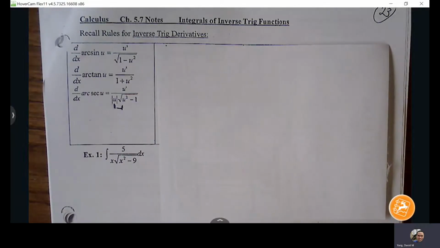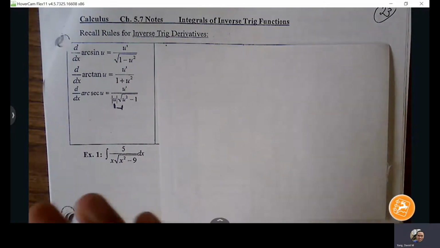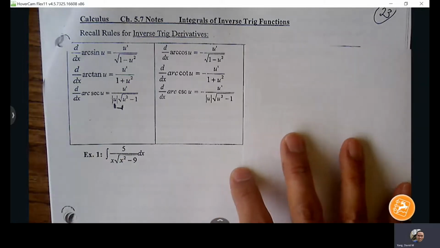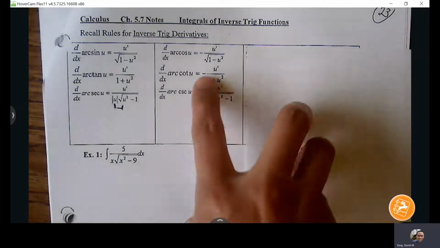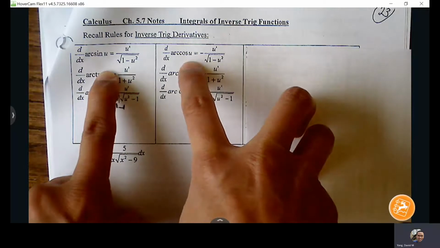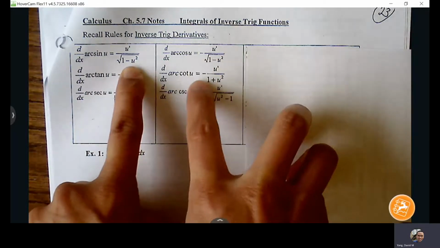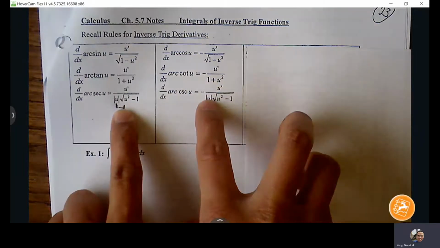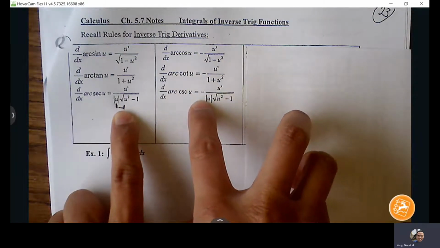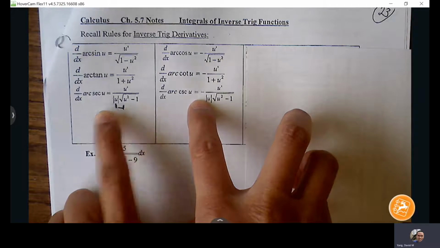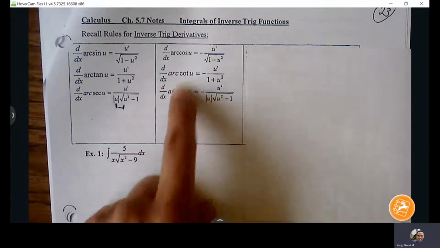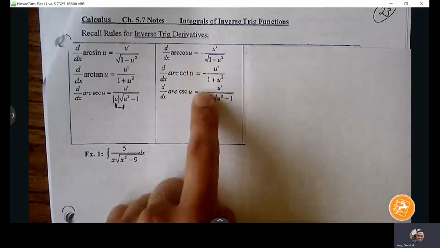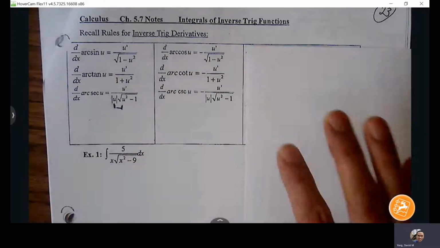Okay. And we also talked about how these are the three rules for inverse trig derivatives, but we also have three others. But these three others are just the negative versions of the ones next to it. Okay, so arc cosine is just a negative version of arc sine. Arc cotangent is just a negative version of arc tangent. And arc cosecant is just a negative version of arc secant, right? And all the C functions are the ones that produce the negative derivatives.